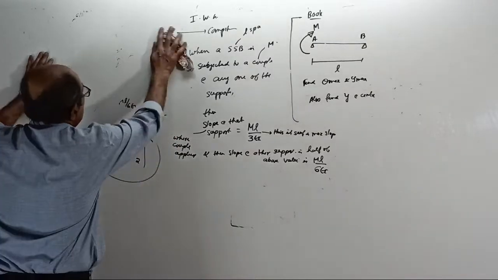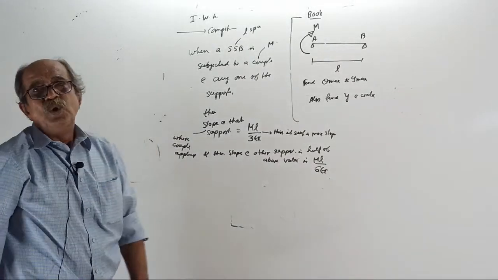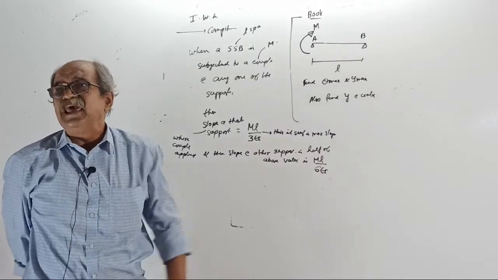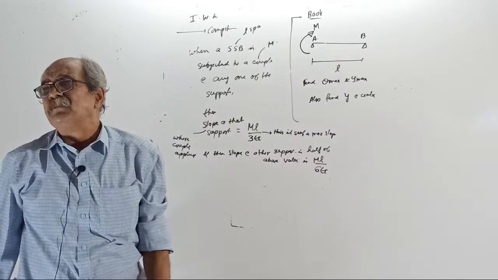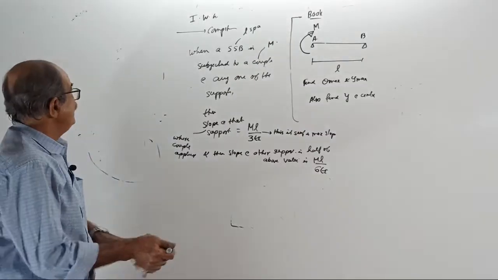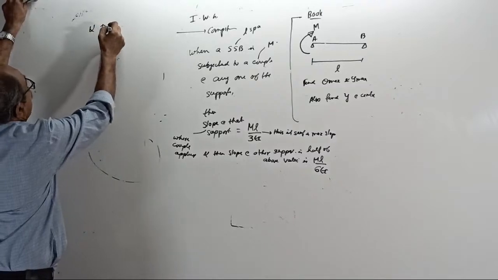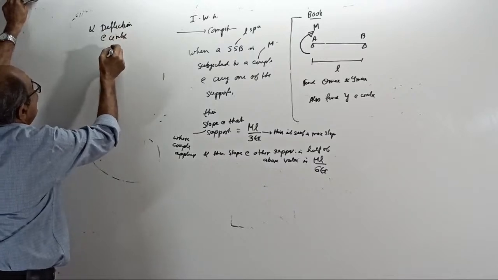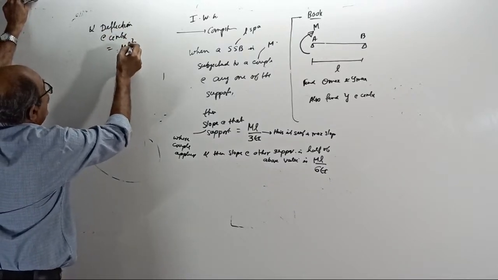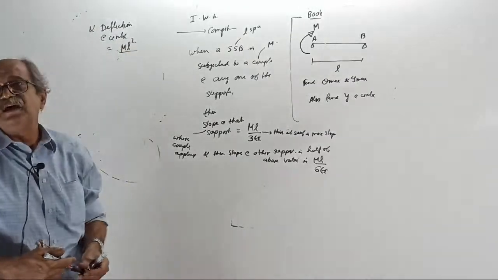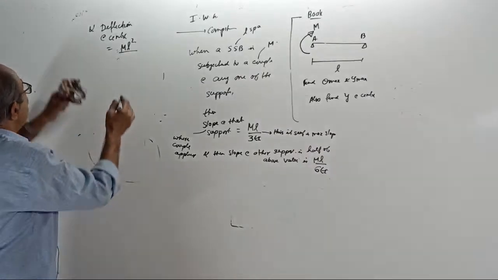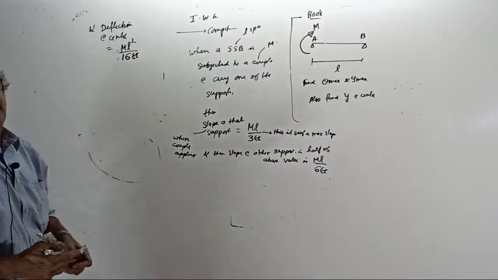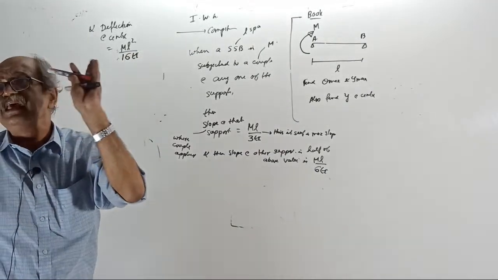Now leave that; it is just information. I told you that at the support where you apply the couple, the slope is ML by 3EI, and at the other support it is ML by 6EI. Further, the deflection at the center of the beam: tell me the answer, does anybody know? It is ML square by what? Remember, it is ML square by 16EI. The central deflection is ML square by 16EI.